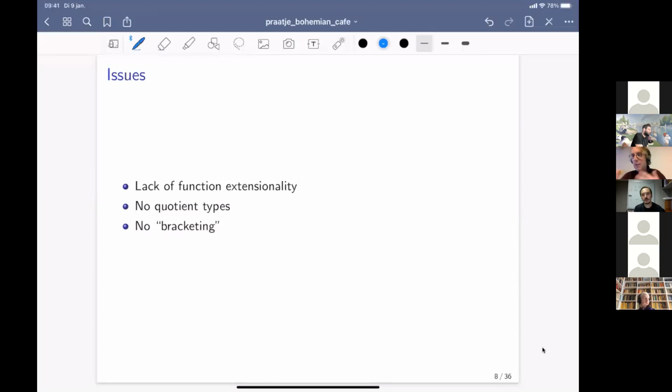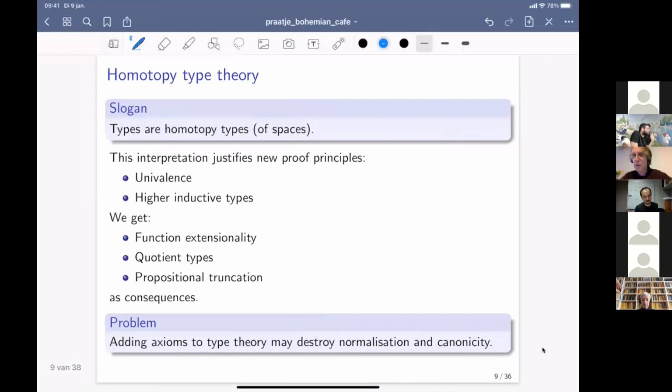And then, everything that you do in type theory is automatically proof relevant. So these proof objects are carried along all the time, and sometimes that is just a nuisance and you want to get rid of it. People have thought about bracketing, but these are well-known difficulties in type theory.